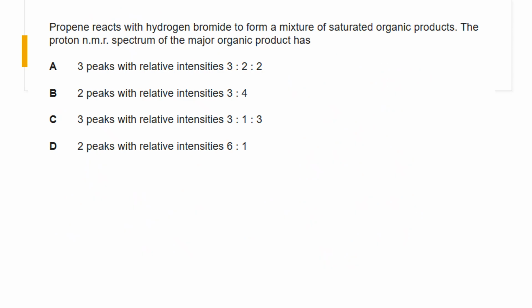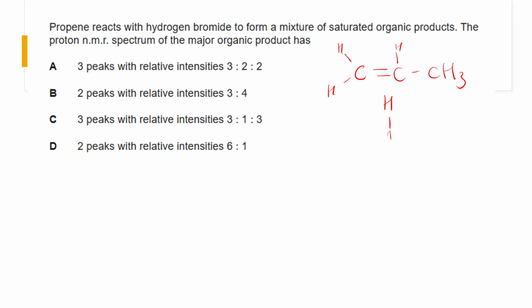Okie dokie, next one. So propene reacts with hydrogen bromide to form a mixture of saturated organic products. That first line requires you to know a mechanism and understand what is going on in this reaction. So this is one of the harder ones if you're not good at layered questions. First you have to know what happens in the reaction between propene and hydrogen bromide. So I suggest you either draw it out or you just know it, it's your choice. Depends on where you're at in the course.